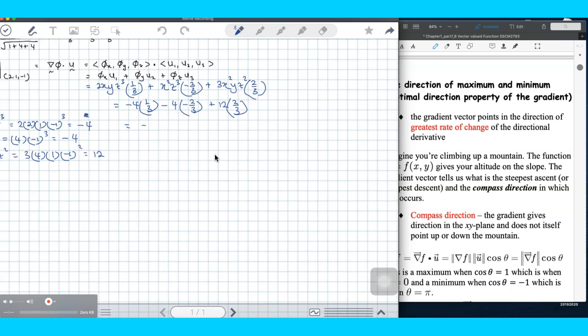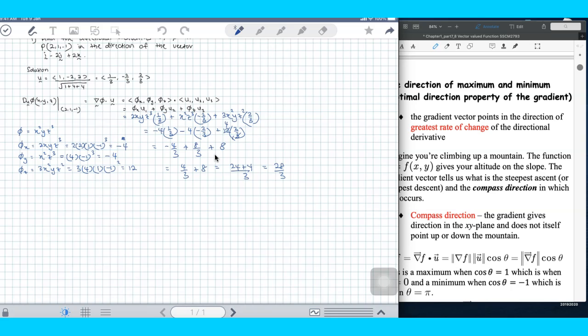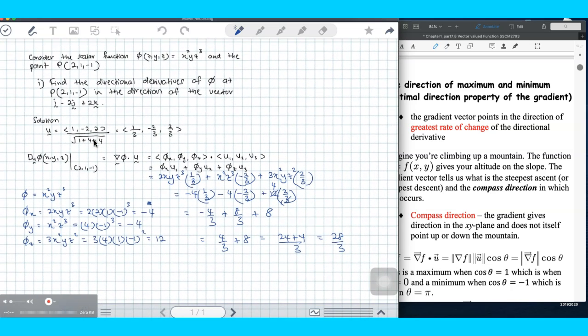So when we evaluate that, we have minus 4 over 3 plus 8 over 3, where 4 times 2 becomes 8, plus 24. Then we have 4 over 3 plus 24, which is 28 over 3. Okay, so that is our answer. This is the directional derivative of the given scalar function at the specific point in the direction of the vector given. So the answer is 28 over 3.